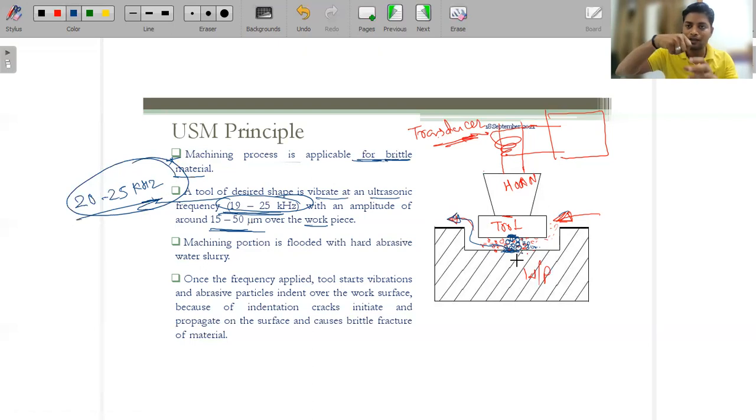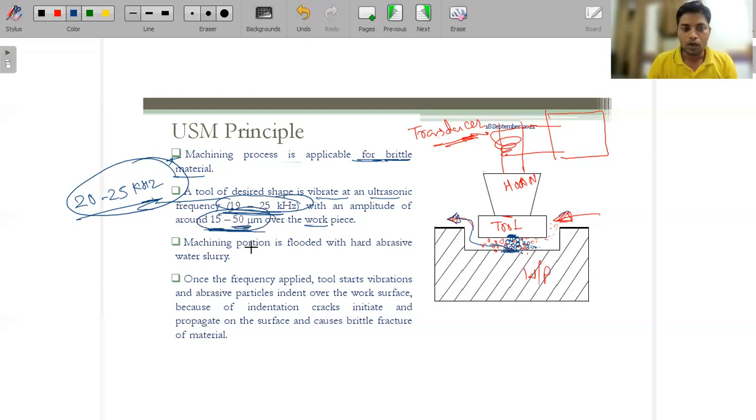This is the tool, and there is another particle, so that also starts vibrating. The third one also starts vibrating. So how much it moves from here to here, here to here, this is the amplitude. So that is in the range of 15 to 50 micrometer. Please keep this in mind.